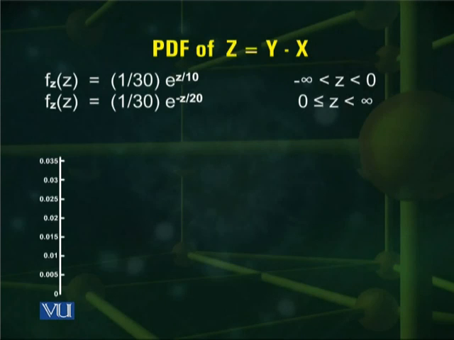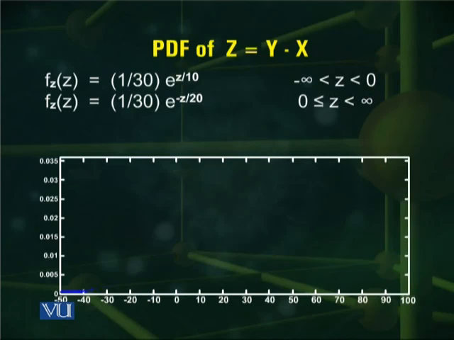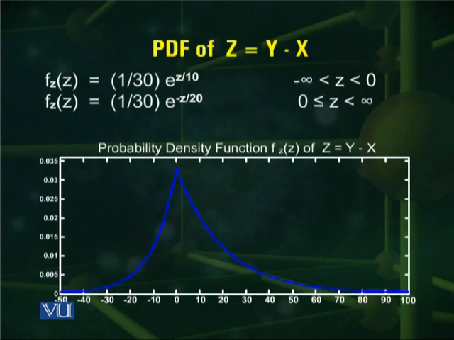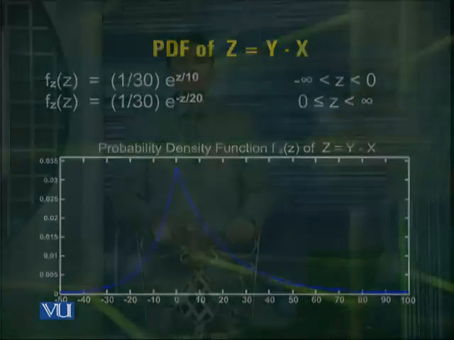So this PDF is given by one expression for negative values of z, which starts at a small value and goes up to 1 over 30, and from that point onward it is given by the second expression shown on your screen, and then it again goes down. The peak value of this PDF is at 0, but this peak is not smooth, it is like a corner, and the tip of the corner is at a height of 1 over 30.